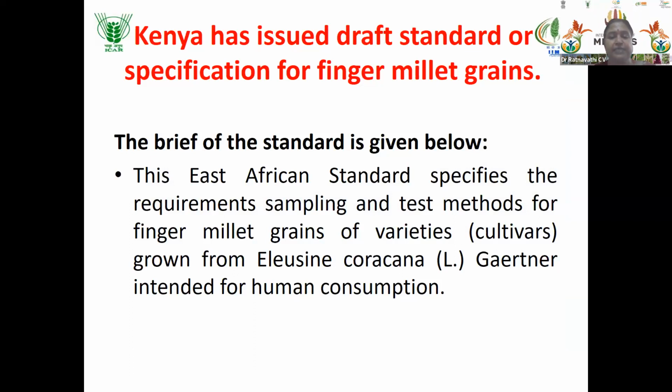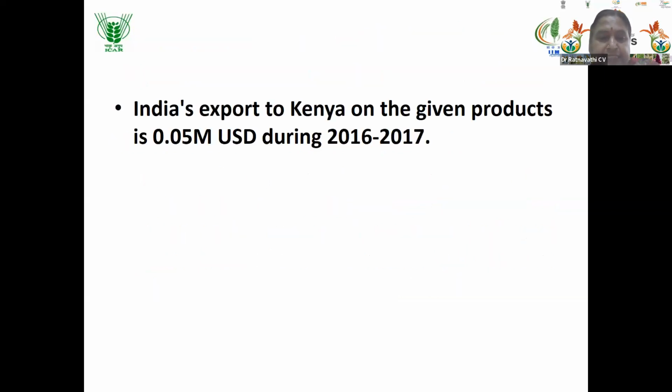This East African standard specifies the requirements, sampling and test methods for finger millet grain of varieties. And like that, each country has certain specific standards. India's exports to Kenya of the given products were 0.05 million USD during 2016-17. Why I'm giving this figure is because millet farmers should know that millets have a lot of potential to export to the African countries.